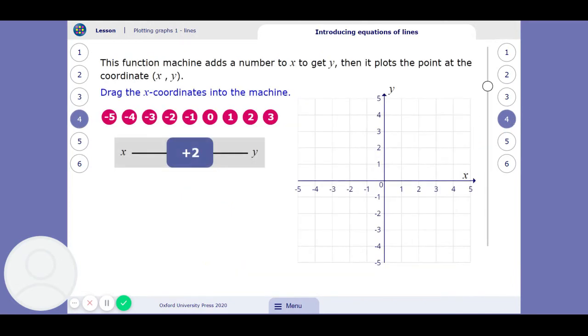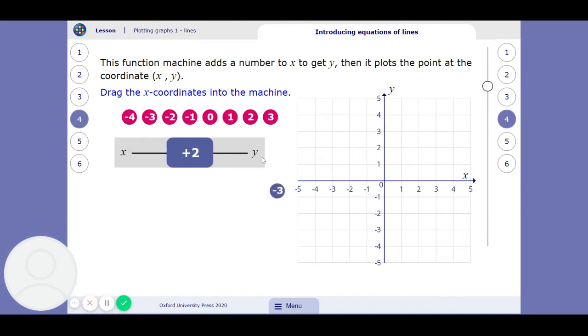Okay, so we've got a function machine here, and it adds a number to get x and y, and then it plots the points. So drag the coordinates into the function machine. So I'm going to drag -5 in. Let's start with, oops.